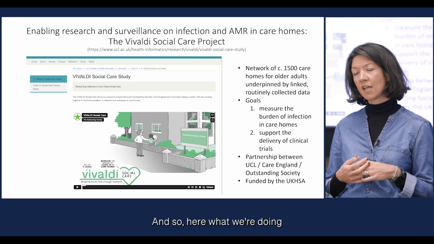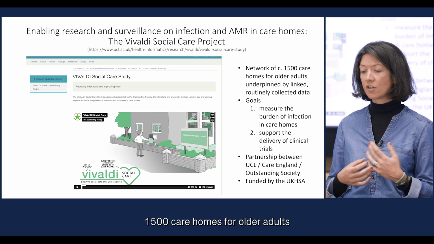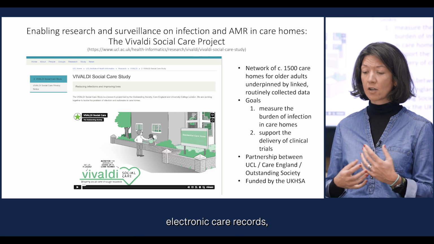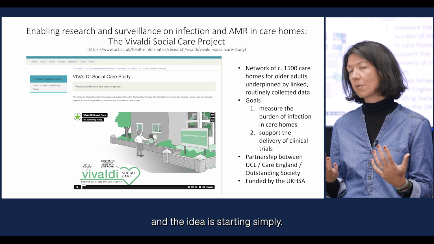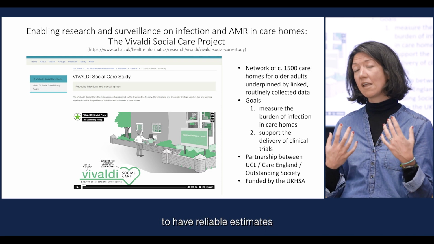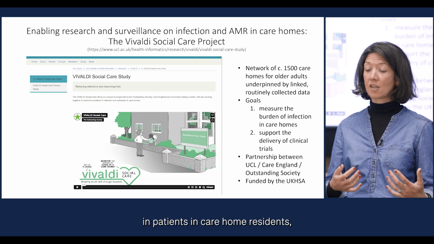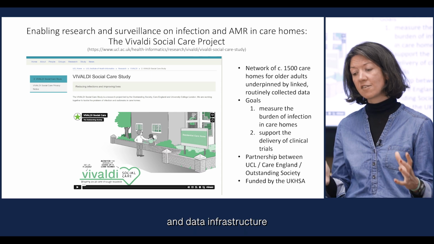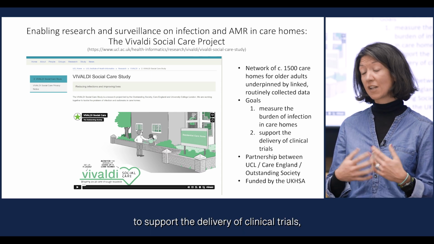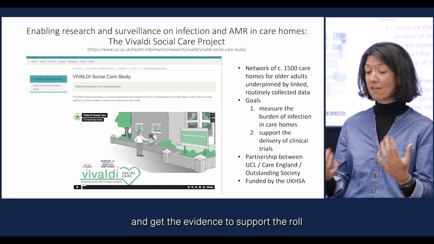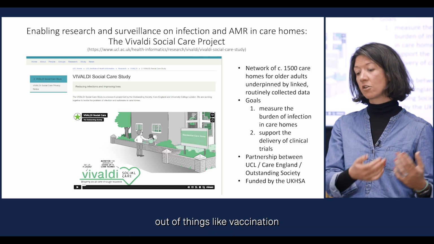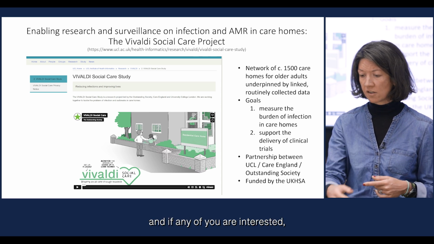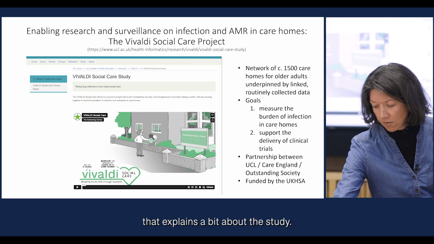And so here what we're doing is establishing a network of around 1,500 care homes for older adults in England, critically that's underpinned by linked electronic care records. And the idea is starting simply, so trying to be able to have reliable estimates of the amount of infection in care home residents, but then also thinking about how we can use this network and data infrastructure to support the delivery of clinical trials so that we can start to try and get the evidence to support the rollout of things like vaccination and hydration to try and get better at preventing infection. And if any of you are interested, the link is there for a video that explains a bit about the study.